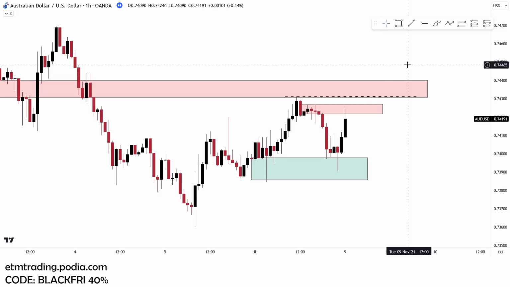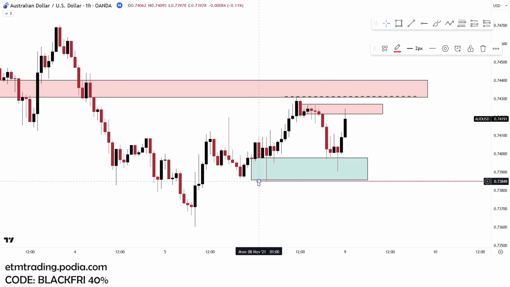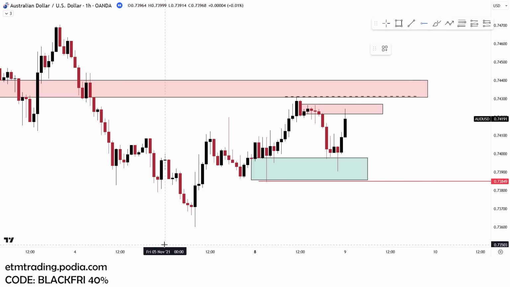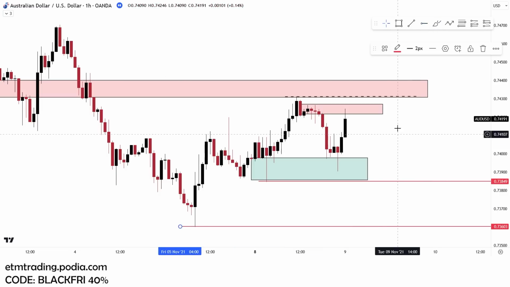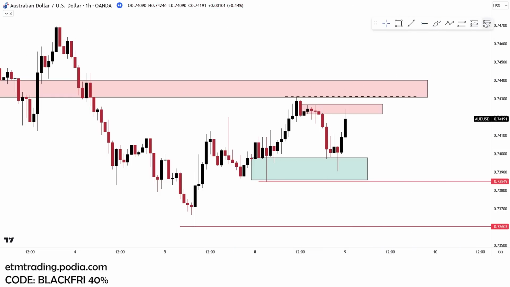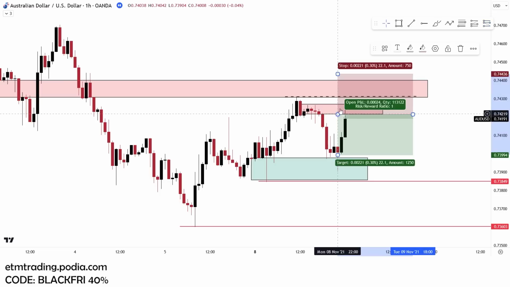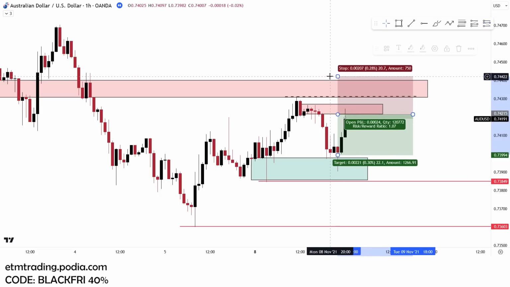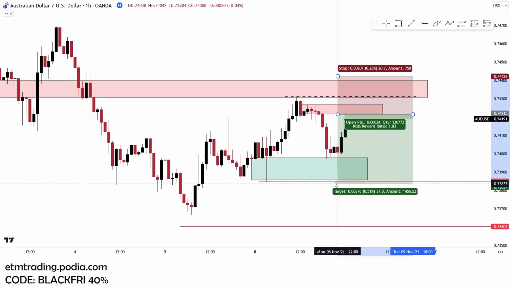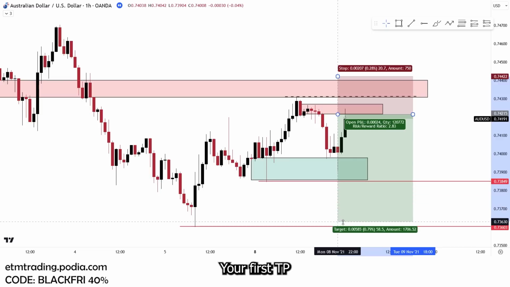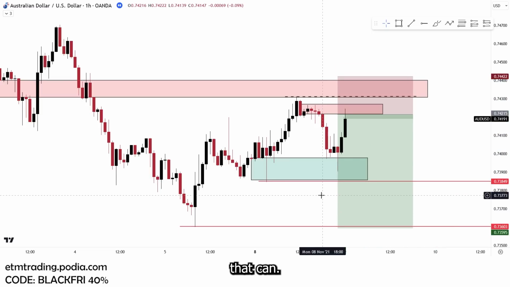So let's look at it from a rejection standpoint. And your first take profit would be clearing out this clean traffic right here. So this would be first take profit. Your second take profit would be completely closing down the range. You're looking for something like this. Your first TP, second.